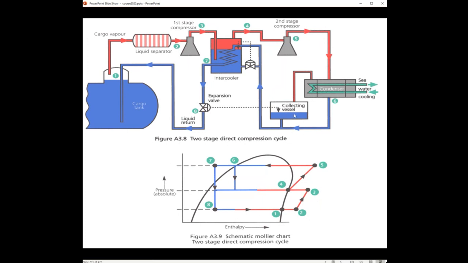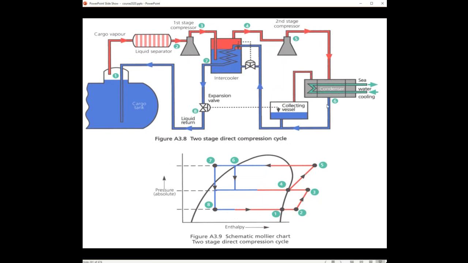Warm liquid goes to our collecting vessel, the liquid receiver, and then part of the cargo goes to the intercooler. But the remaining part, since we have cold liquid available here, we'll use it a second time and send it through these small tubes of this heat exchanger. This is a heat exchanger. We cool the liquid a second time in the intercooler before sending it to the expansion valve.